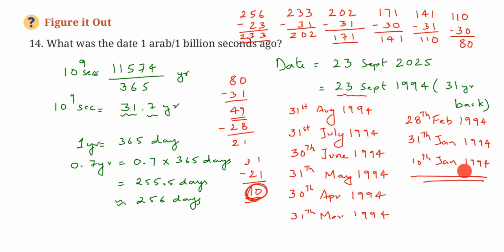It depends on which date you are doing this question. Till here your answer will be correct, and you have to subtract from the current date. If they have given the date in the question, you subtract that many years and days. And if they have not given it, then you have to consider the current date and go 31 years back and 256 days back from the current date. I hope this question is clear. This is a very lengthy question.